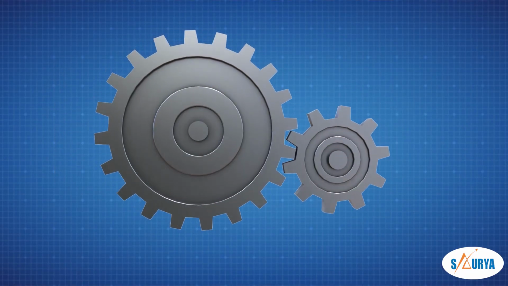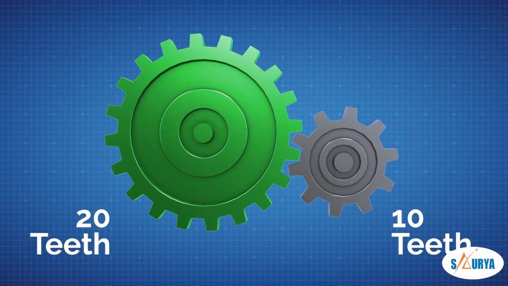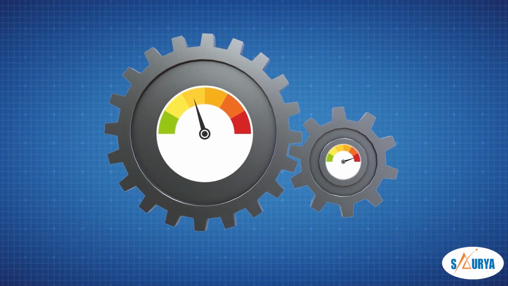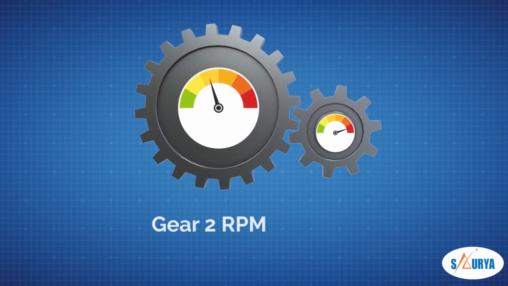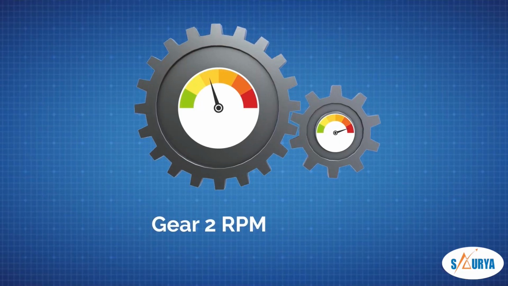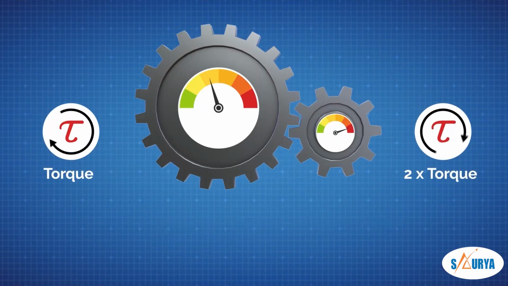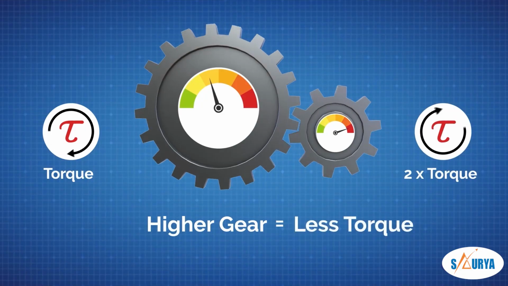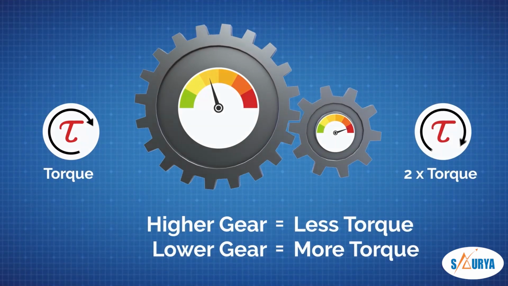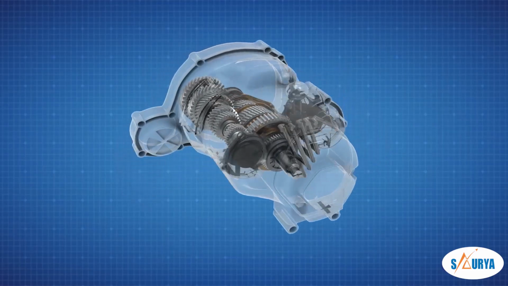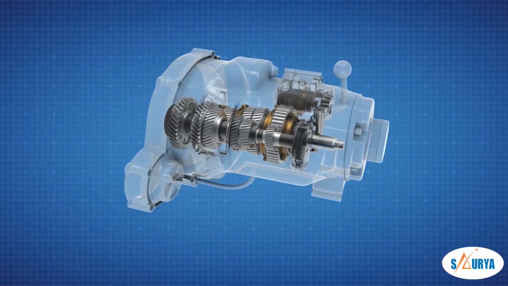For example, gear 1 has 10 teeth and gear 2 has 20 teeth. Assuming gear 1 rotates at 50 RPM, here the RPM of gear 2 is half of gear 1, so torque will be double. It means in higher gear, the torque is less and in lower gear, the torque is more. Different sets of gears are used in the gearbox to achieve different speeds and torques.